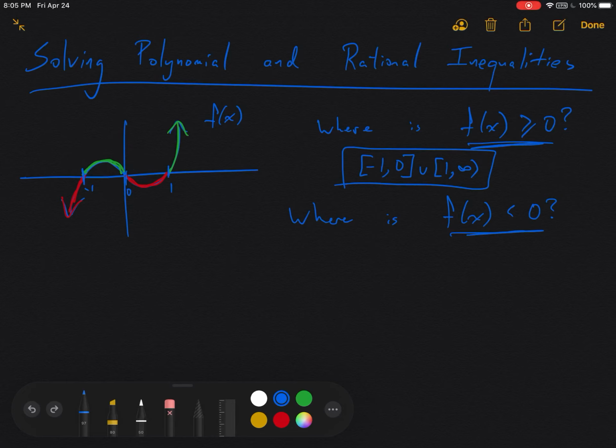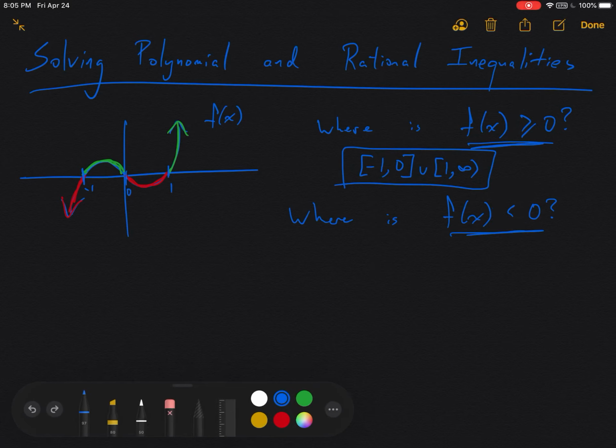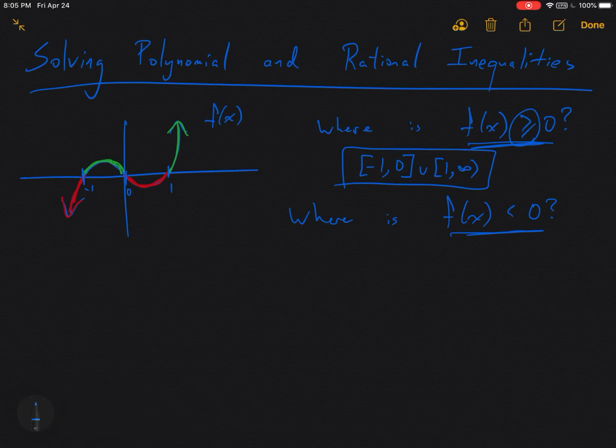Similarly, the red parts of the graph correspond to having negative y values. Now notice there is a slight difference between asking for a non-strict inequality and a strict inequality to hold. If you have a non-strict inequality like this top one, then you will include the zeros. The top inequality is happy with allowing f of x to equal 0, and that means you would include these endpoints like I have in that top set of intervals, because those are the zeros of f.